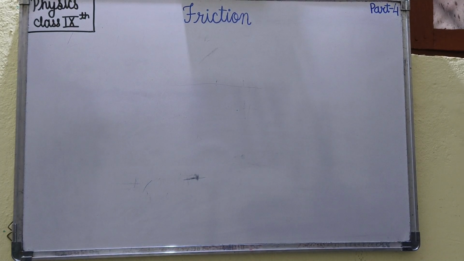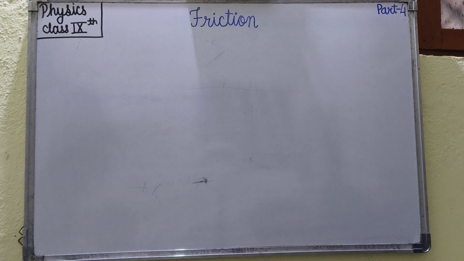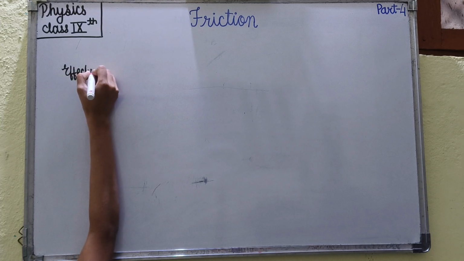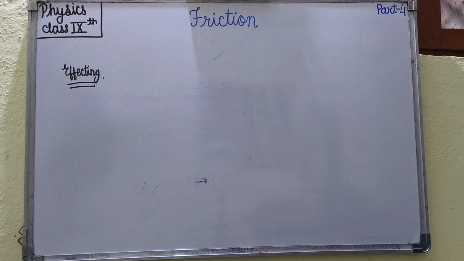Today we are going to learn class 9th physics chapter friction, part 4. In this part we are going to learn about the factors affecting friction. This frictional force always opposes the relative motion or attempted motion between two surfaces.